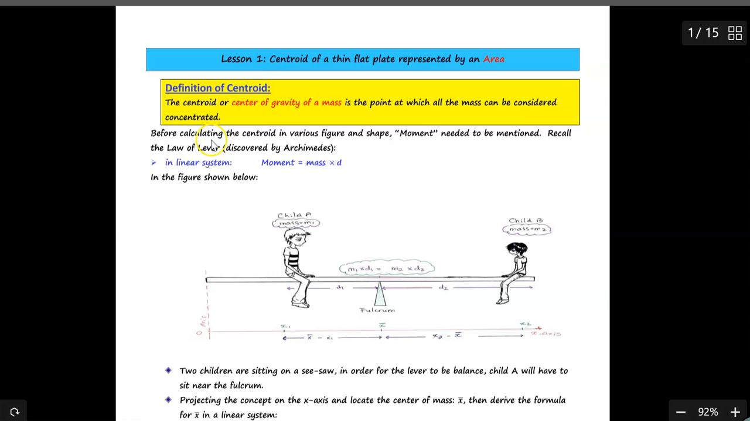Before calculating the centroid in various figures and shapes, moment needs to be mentioned. In a linear system, moment is equal to mass times the distance.